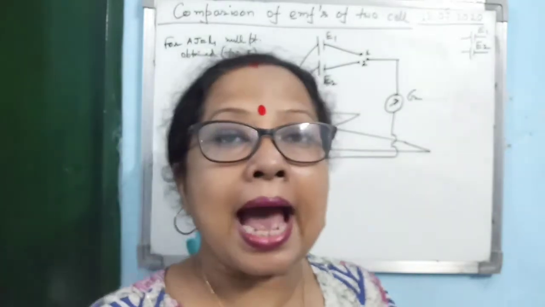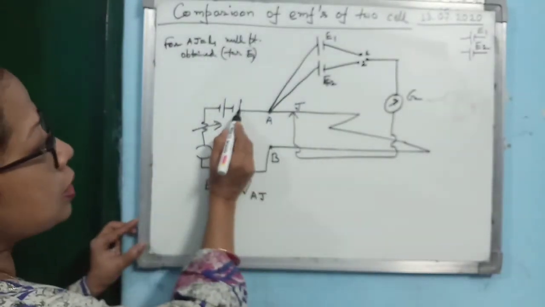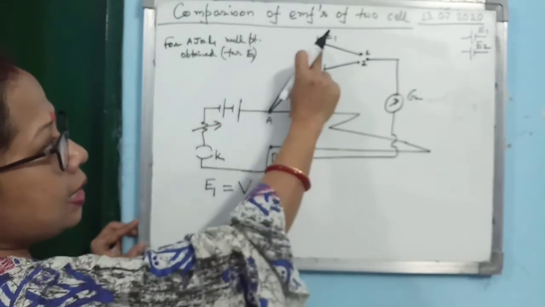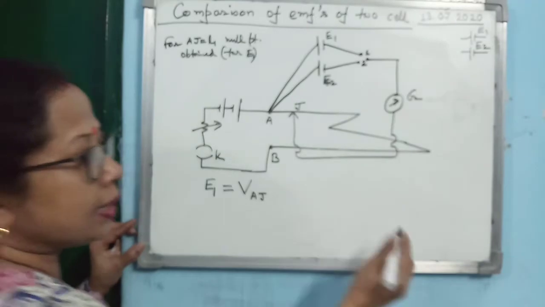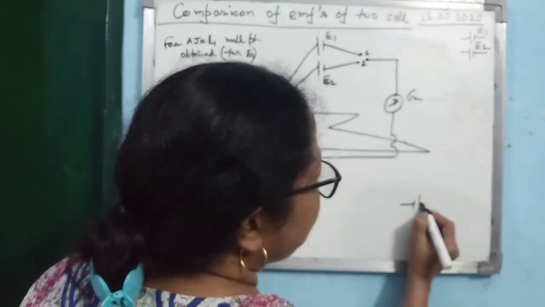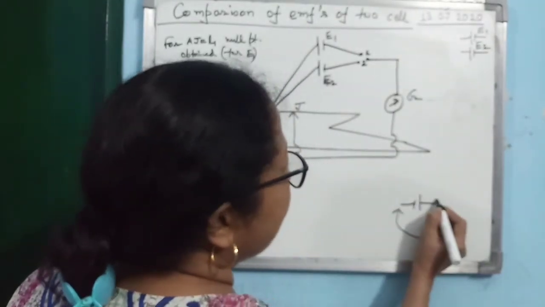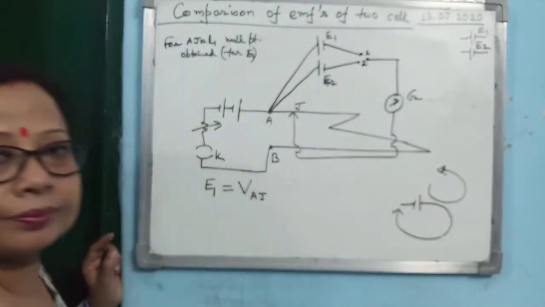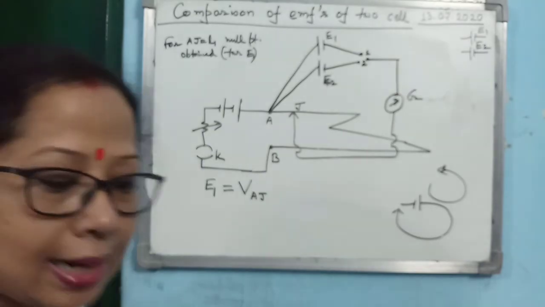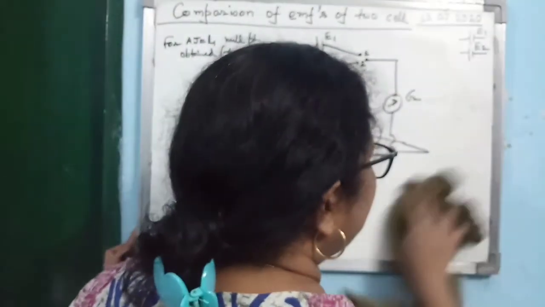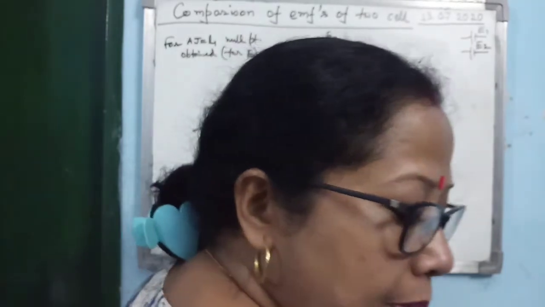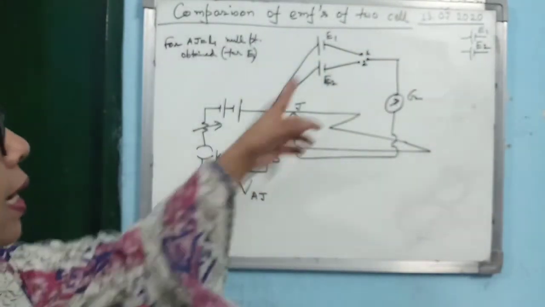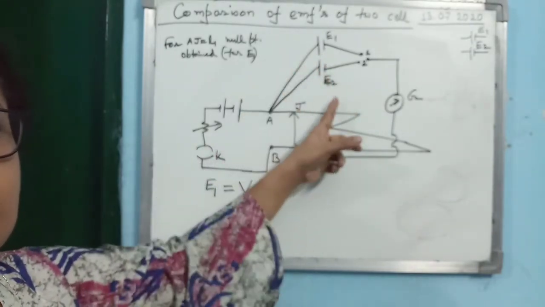Is that clear? And it is possible only when positive terminals are connected. Then what will happen? The EMFs of these cells oppose each other. Just try to understand it. EMF of this cell is in this direction, whereas EMF of this cell is in this direction. Is that clear? So until and unless the EMFs are opposite, they will not cancel. So it is not possible to get a null point in the galvanometer. Alright, so be careful while drawing the circuit.